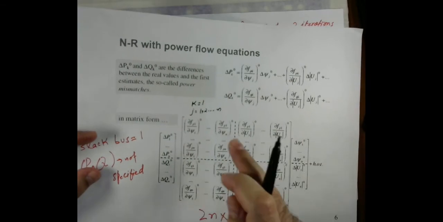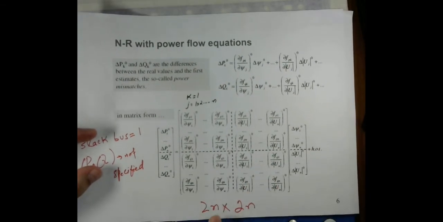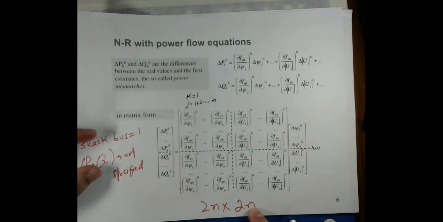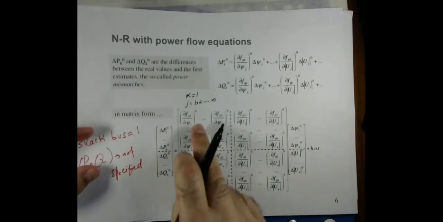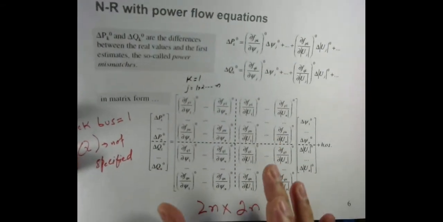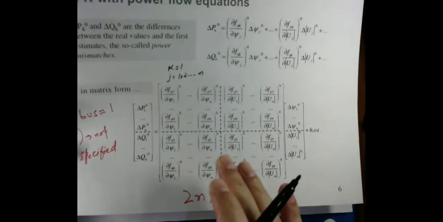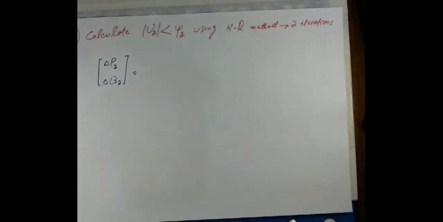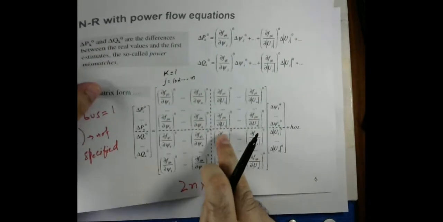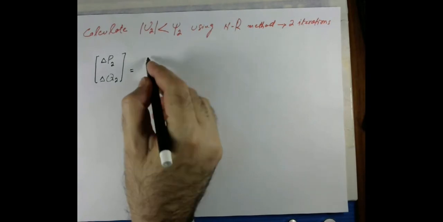For a two bus system, it will have 2n cross 2n entries. N is 2, so that means 4 cross 4. So we will also write the Jacobian matrix, and then I will also discuss how we can reduce the size, depending on the given parameters and knowing the specifications of the different buses. That we will also discuss. But anyhow, let me first write the Jacobian matrix here.